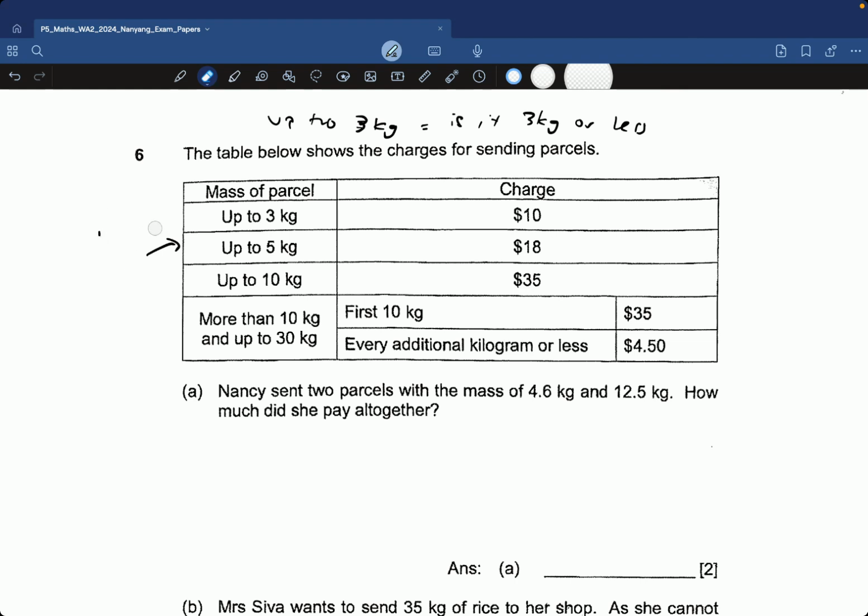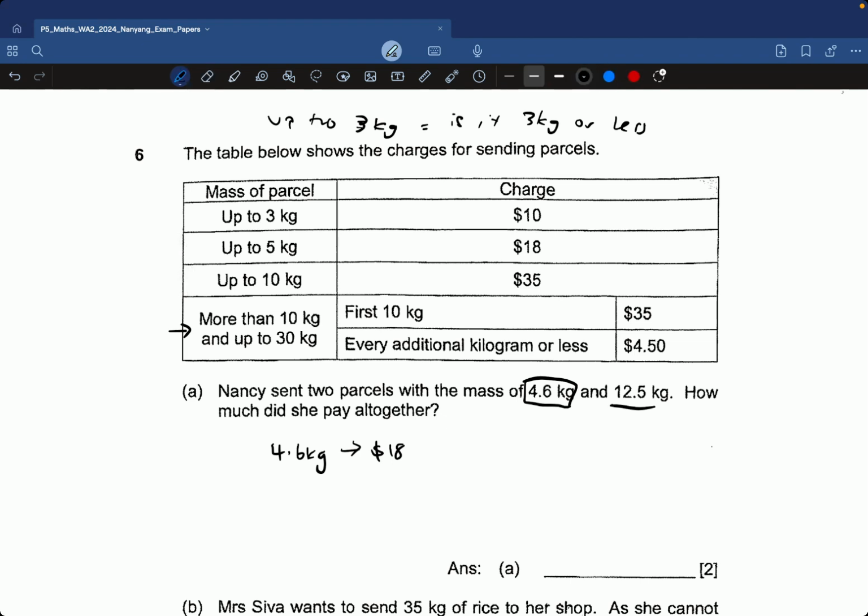Okay, so in this case we have 4.6 kg, right? In this case it is up to 5 kg, because it's not 3 kg or less, it's more than 3 kg. So for 4.6 kg, it's $18. What about 12.5? Is it up to 10 kg? No, because 12.5 kg is more than 10 kg. So that means we have to go to the last one, which is more than 10 kg and up to 30 kg.